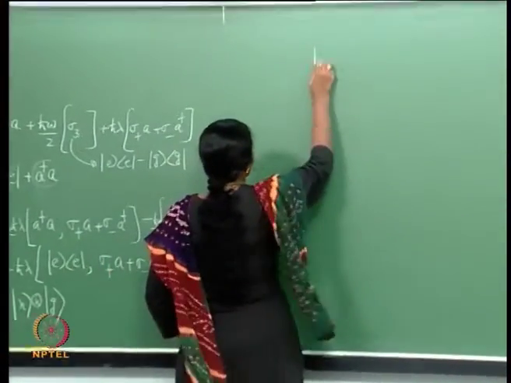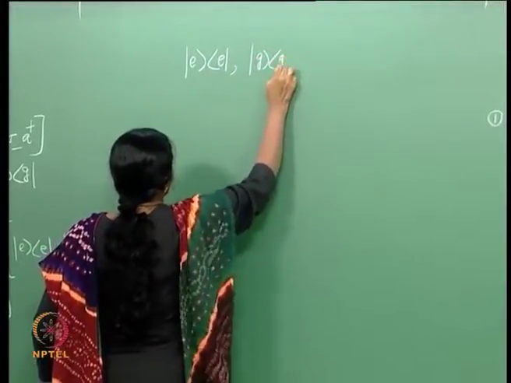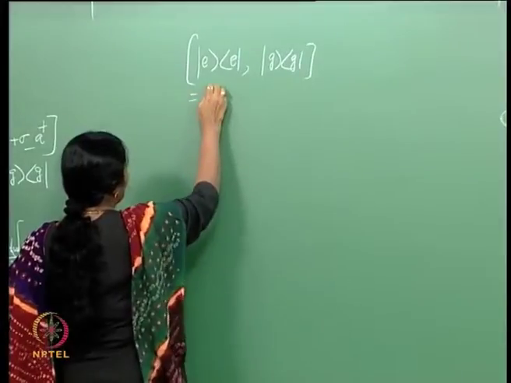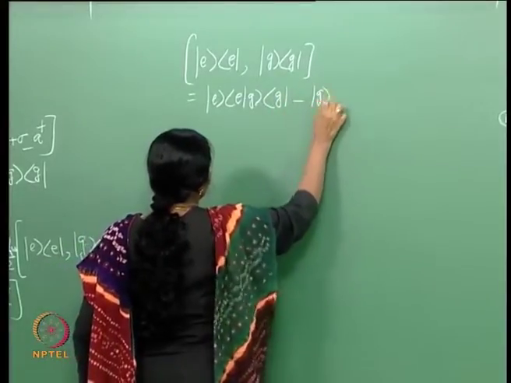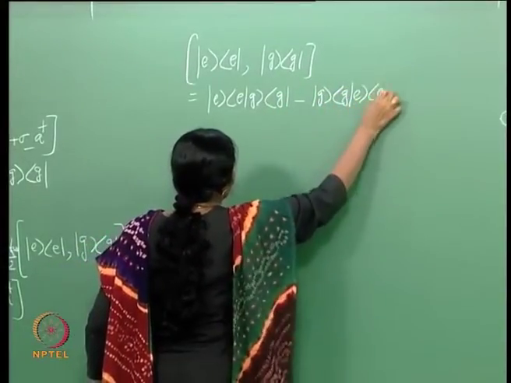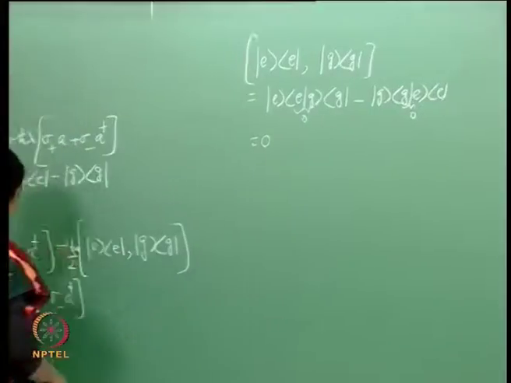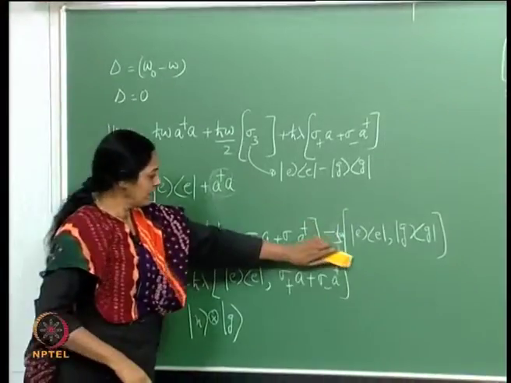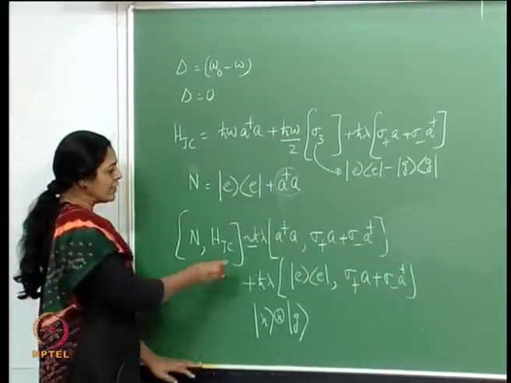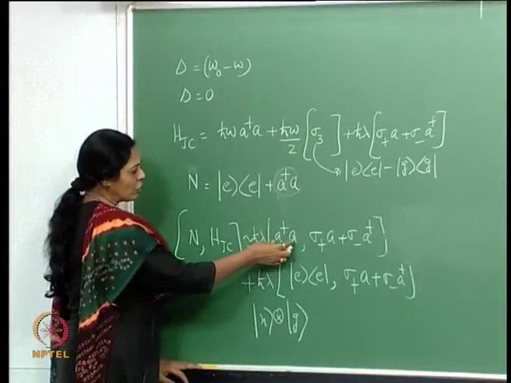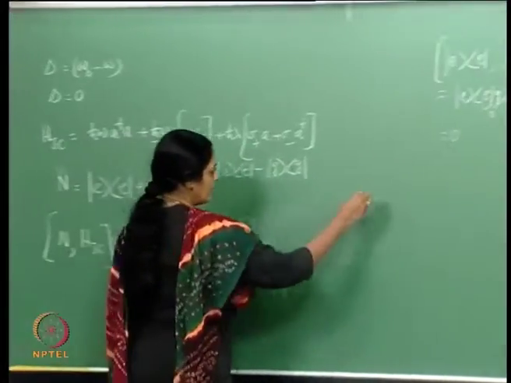So let me first look at this commutator. It is trivially 0 because it expands this way, and G and E are orthonormal kets and therefore this is 0. So I need not worry about this term. Essentially therefore I simply have to look at the commutator of n with this last term, the interaction term.